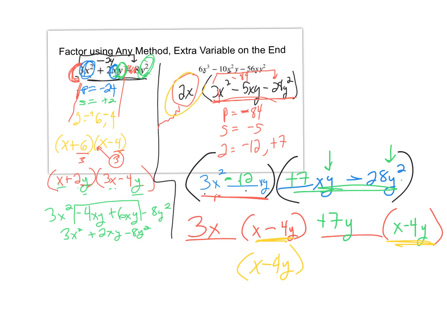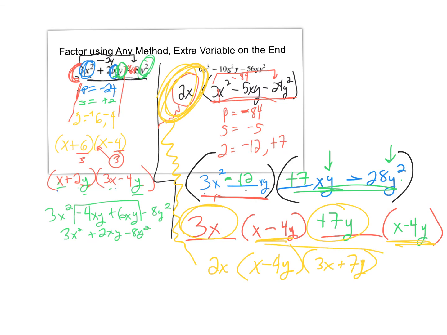And don't forget about this guy way up here at the beginning. It's easy to forget. It's got to come back now. 2x. And now the second parentheses, all the garbage left over. So you're going to have 3x plus 7y. And there it is. All done.